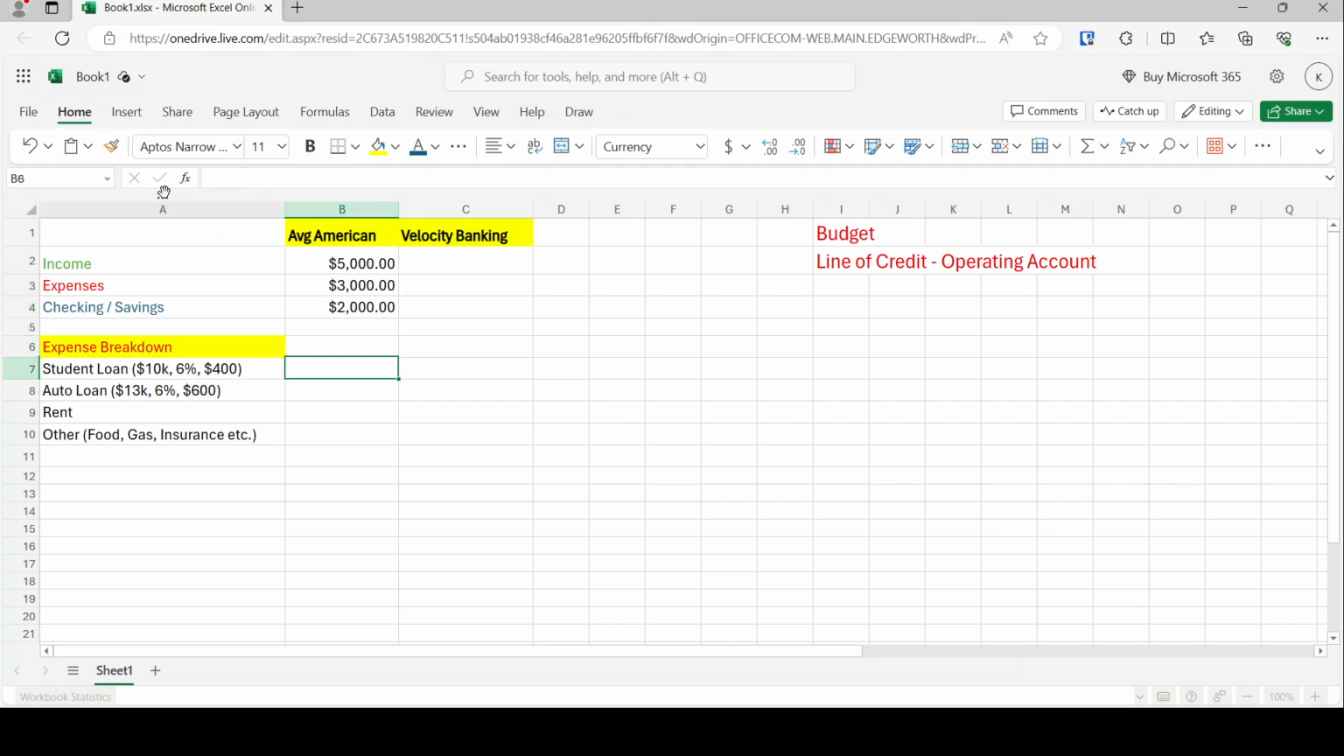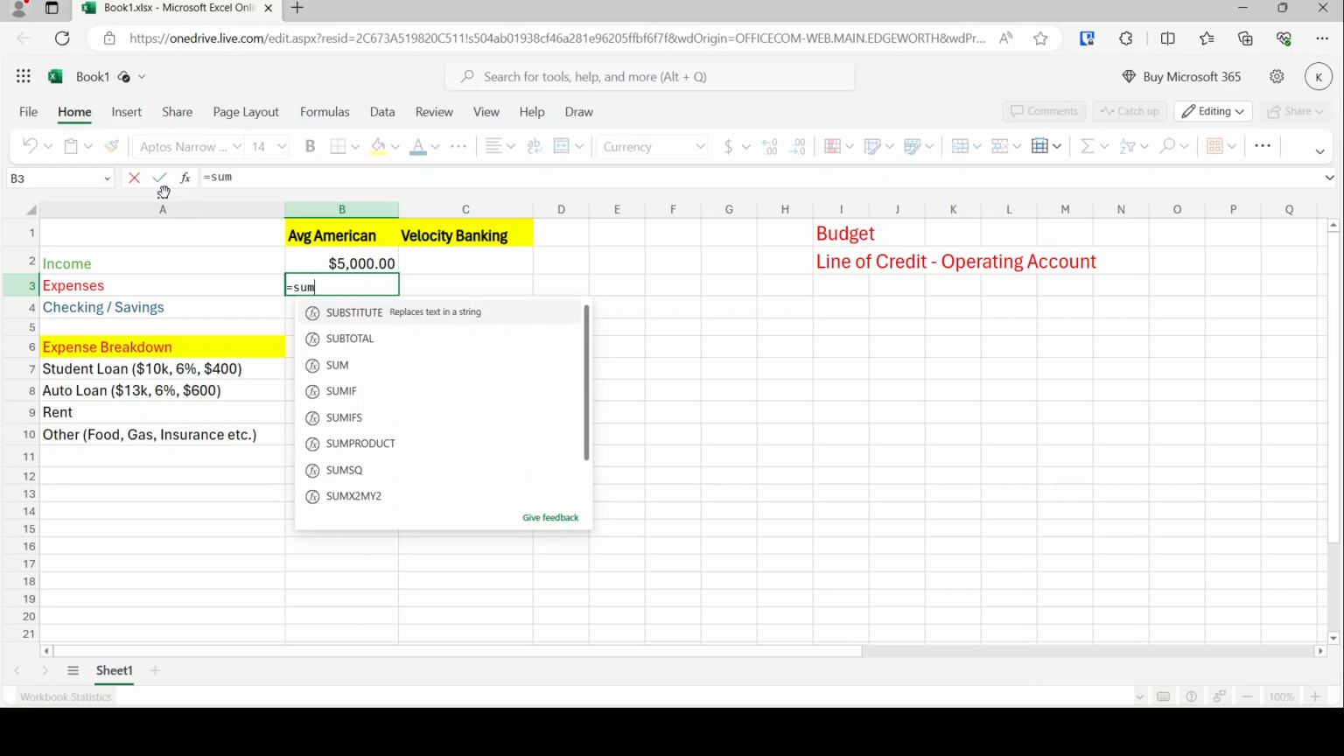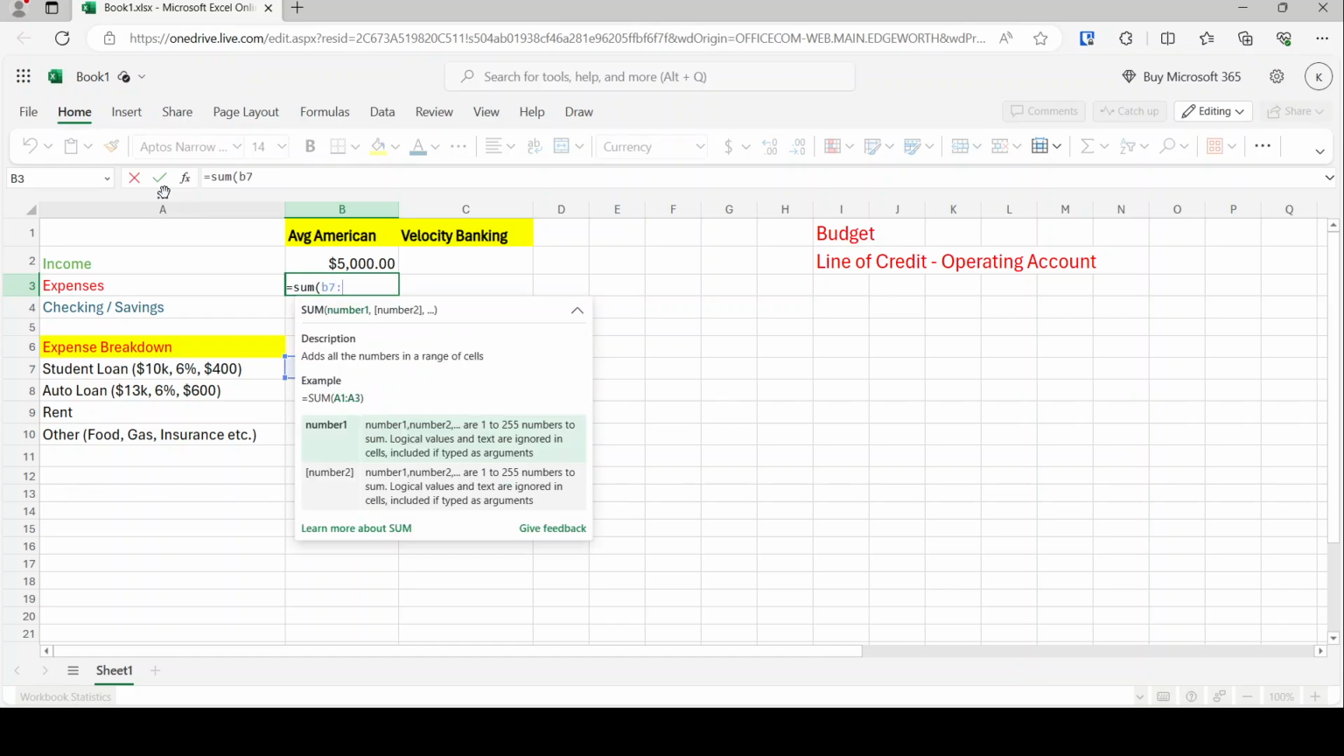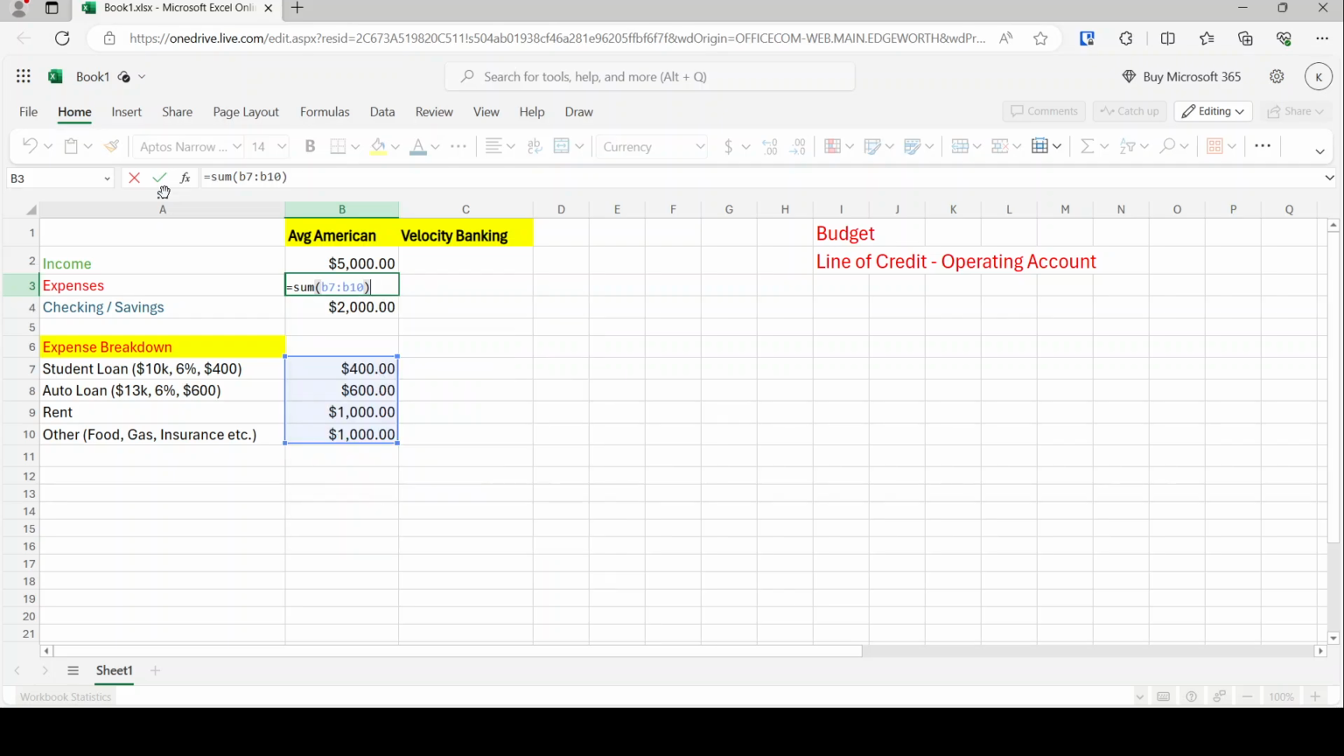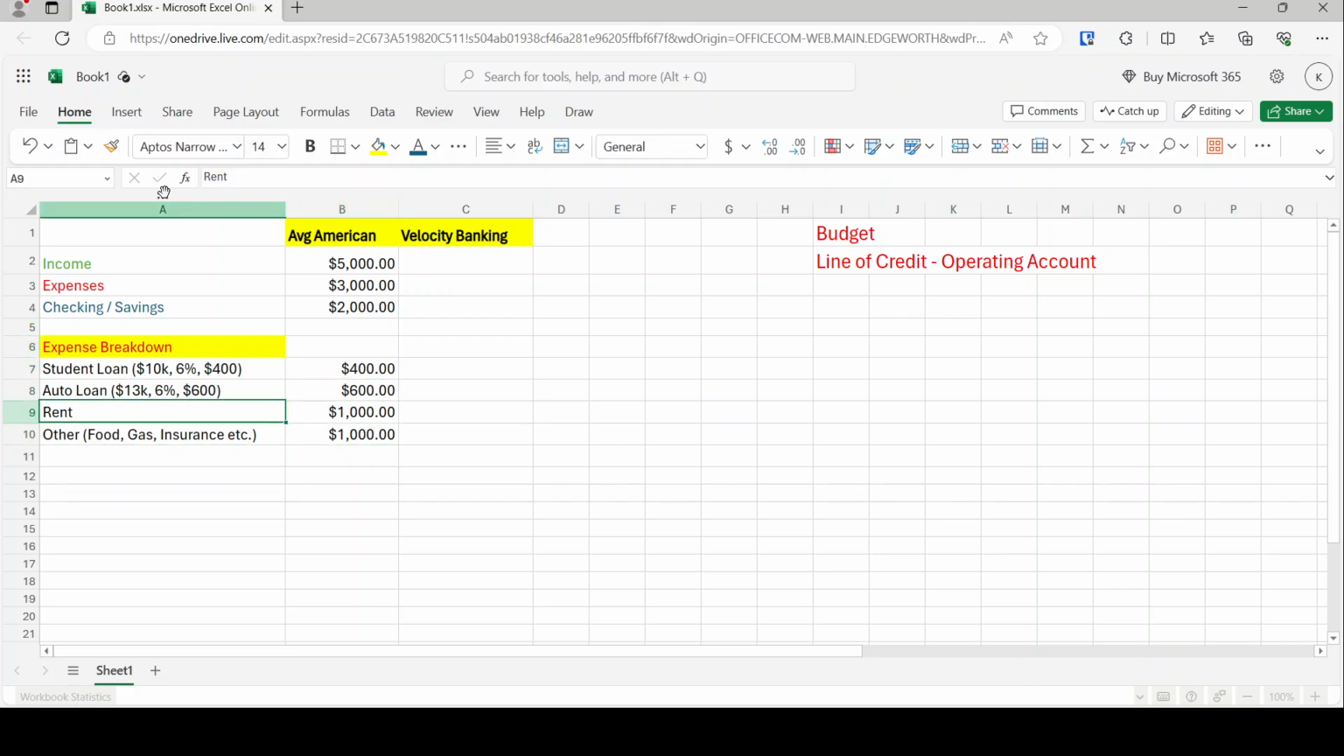All right, so now what we have to do is just write the numbers, and let me do this to make the formatting easier. So this one is 400, this one is 600, this one is, we'll say 1,000, and this is 1,000. If you want to sum it up mathematically, instead of writing the number manually, do equals SUM B7 to B10, whatever the line is for the expenses. And that's it. Now we're going to pay off these two loans using our line of credit, which is going to be our operating account.